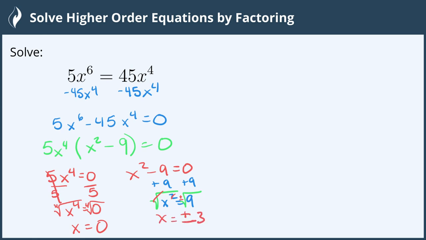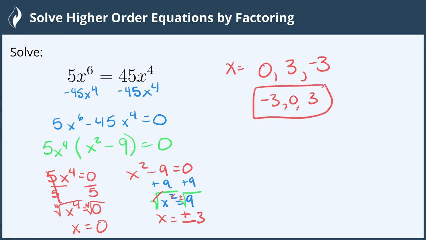So if we were listing out all of our answers, we would say that x equals 0, 3, negative 3. Or if we were going in order, it'd be negative 3, 0, positive 3. Either way, those are all of our solutions for this higher ordered equation. And now we're all done.